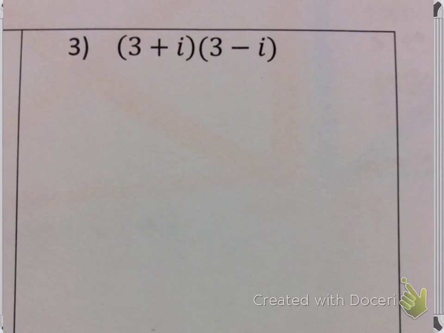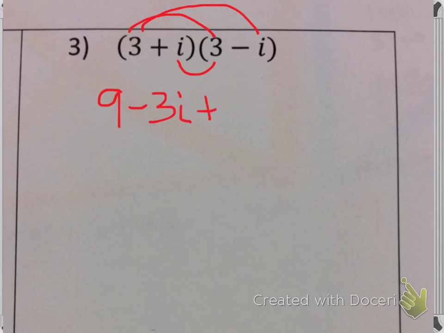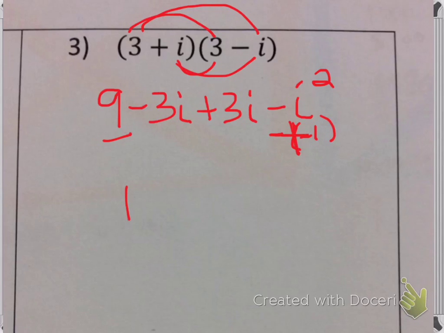This is another FOIL problem. So we're going to do 3 times 3, which is 9. 3 times a negative i, which is a negative 3i. i times 3, which is plus 3i. And i times a negative i, which is a negative i squared. Again, every time we see the i squared, we're going to change it to a negative 1. So that would be like having a negative 1, which will change that to a plus 1. So 9 plus 1 is 10. And here in the middle, a negative 3i and a positive 3i cancel to be 0 i's. So I have 10 for my solution.